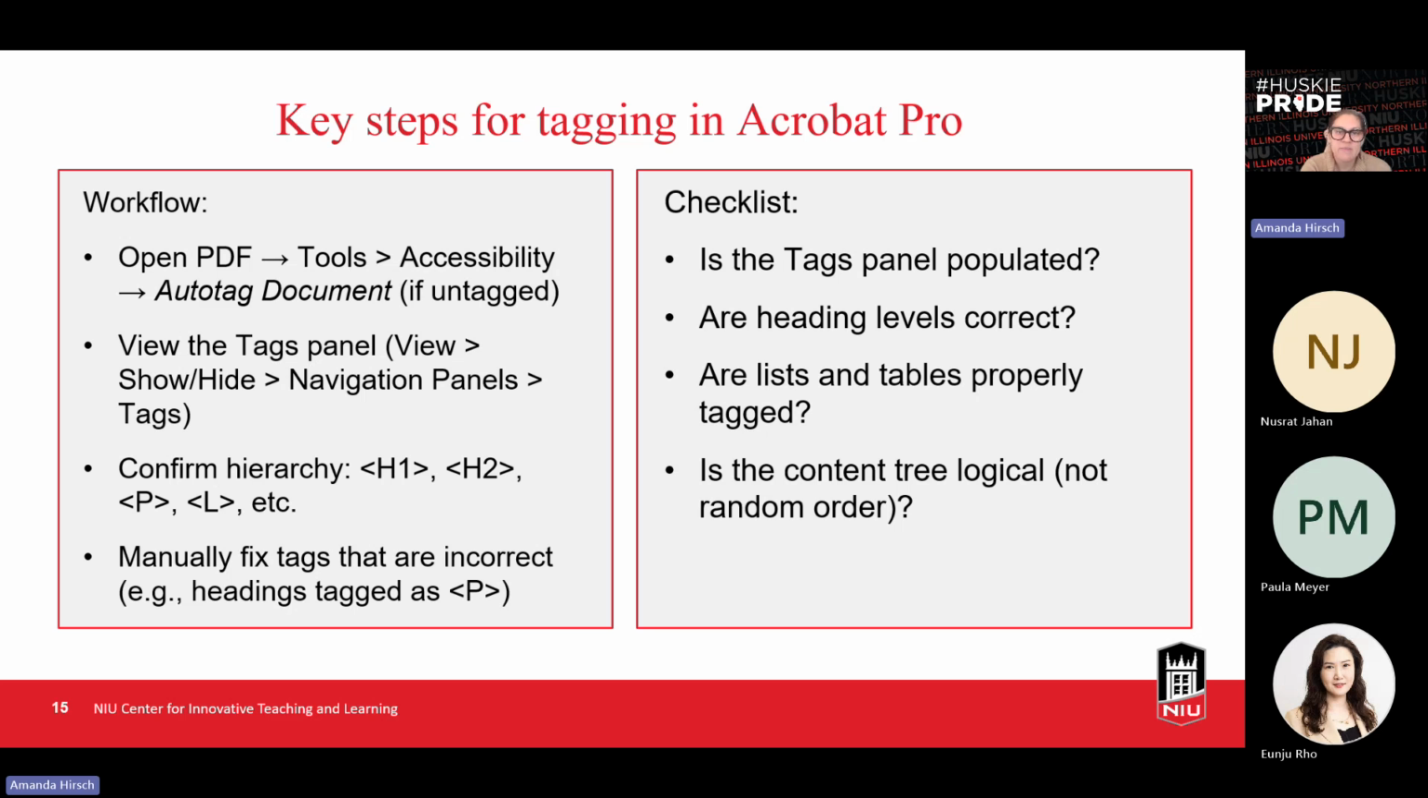So is the tags panel populated? Are heading levels correct? Are lists and tables properly tagged? Is the content tree logical? So there's not a random order. We don't have a heading 4, then a heading 3, then a heading 2.